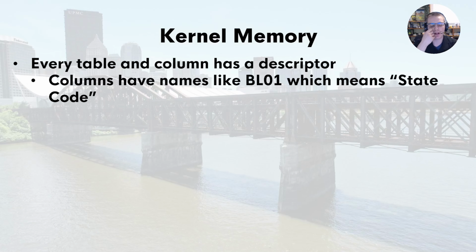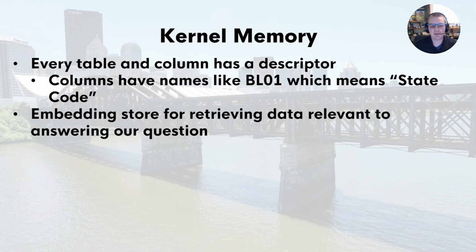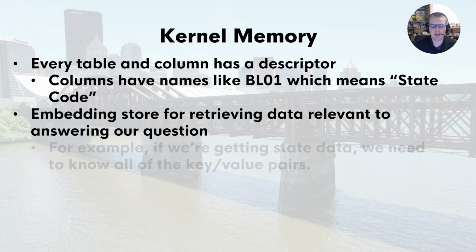In this case, columns have names like BL01, which we know what that means based on the coding guide, but any human being reading this, and in this case, any AI reading this, doesn't know what that means. So in this case, that means state code. It's an embedding store for retrieving data relevant to answering our question.